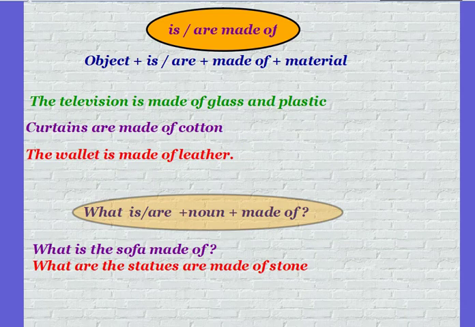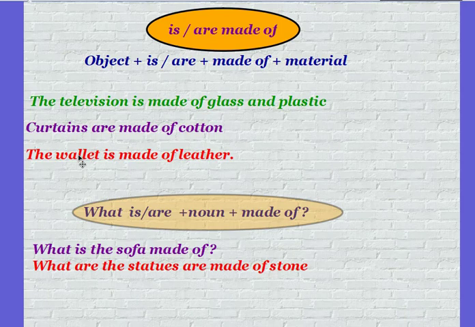How can I use made of? I can say the object is or are made of and the material. Yes, we said the difference between made of and made from. So how to use them? I use the object at the beginning, is or are made of or made from, and the material. Here, the television is made of glass and plastic. Curtains are made of cotton. The wallet is made of leather.